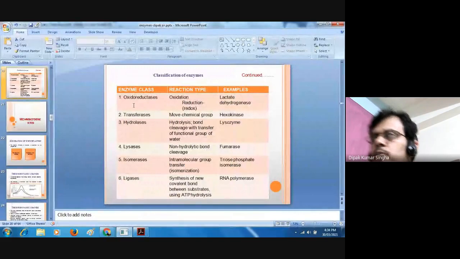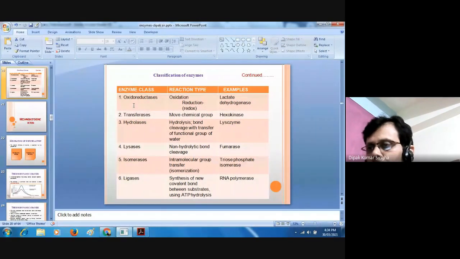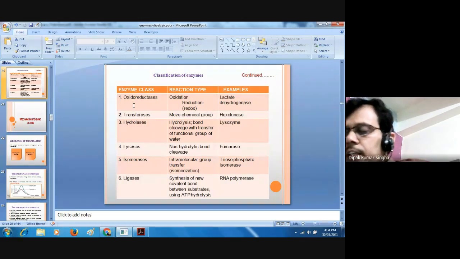So be careful. I request you to at least remember this. This is very, very important: the classification and nomenclature of enzymes. Oxidoreductase is number 1, that means EC 1. EC 5 means isomerase. Any doubt? I think you understand? Any doubt? Hello?